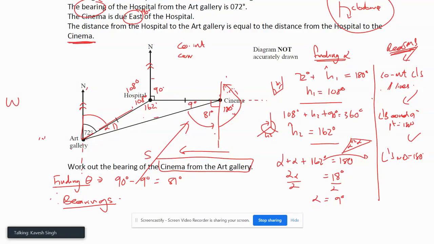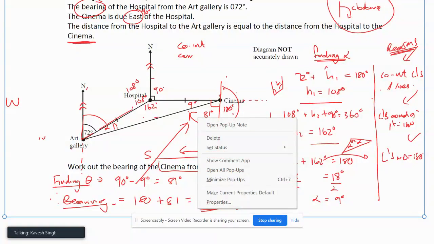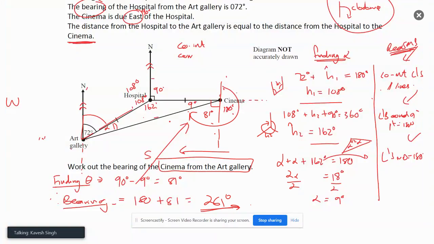Bearings. The bearing is going to be from the cinema to the art gallery in this direction over here. In this direction would be 180 plus 81. And that becomes 261 degrees. And that's the final answer. So therefore, work out the bearing from the cinema to art gallery. We got 261 degrees.